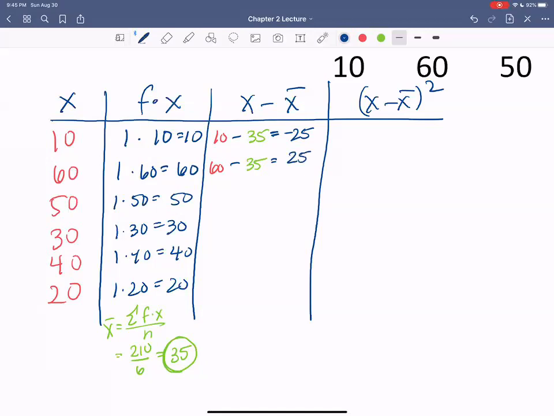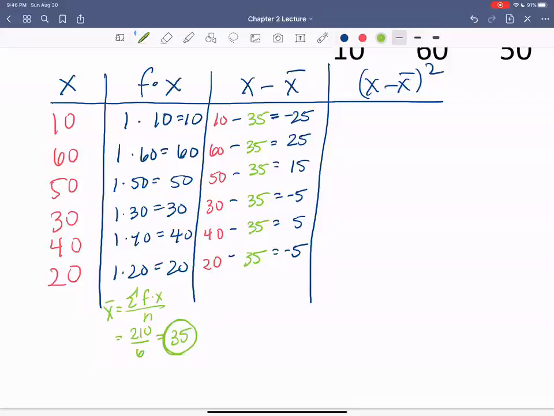I'm going to ask you to go ahead and stop this, and I want you to try to finish that column and then come back. We'll see if you got those same values. It's okay to have negative and positive values because if you add all these values up, you should get 0. You have to get 0. Not you should, you must.